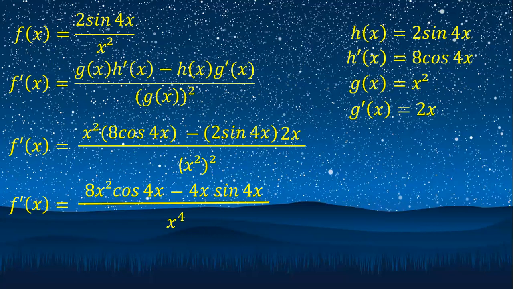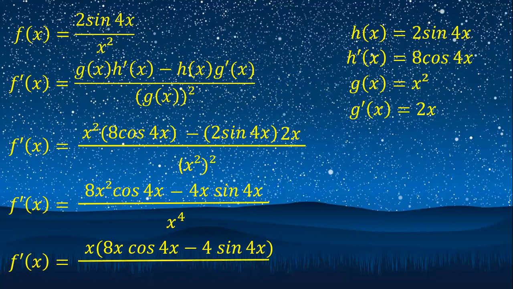Now, as you can see, in the numerator, the first term is 8x squared, and the second term has 4x. If we are going to examine the two, we can say that there is a common factor between them, and that is x. So by that, we can factor out the common factor, which is x. So 8x squared will become 8x, and 4x will become 4. So that is why it becomes x times the quantity of 8x cosine 4x minus 4 sine 4x, then all over x to the fourth.